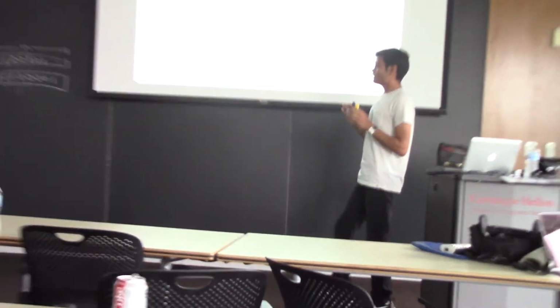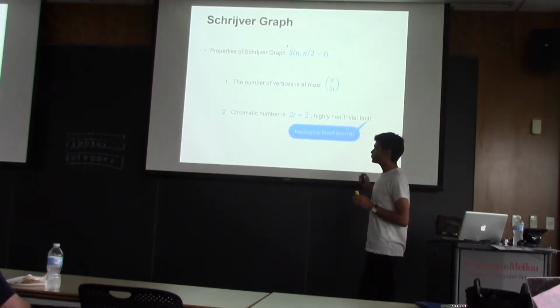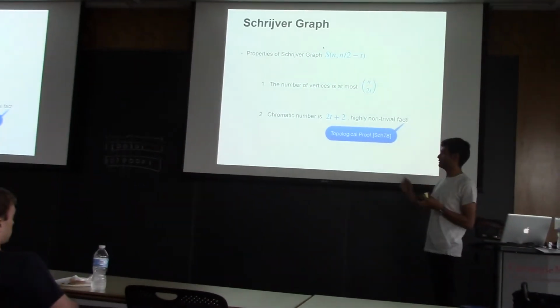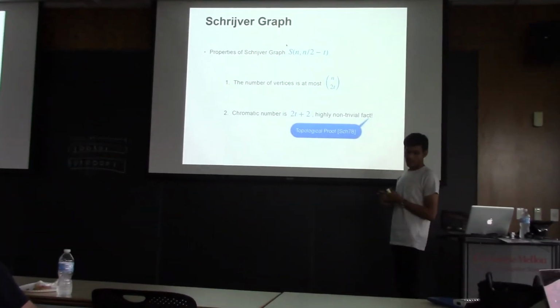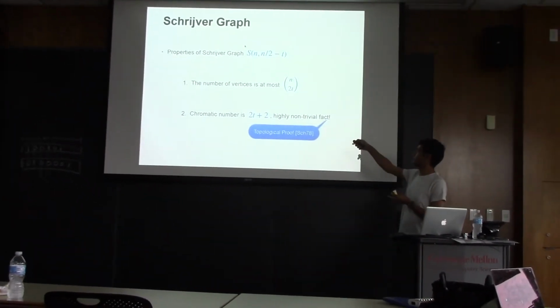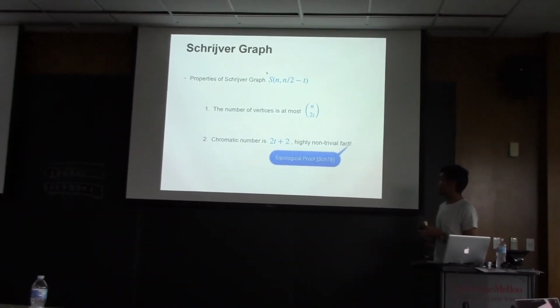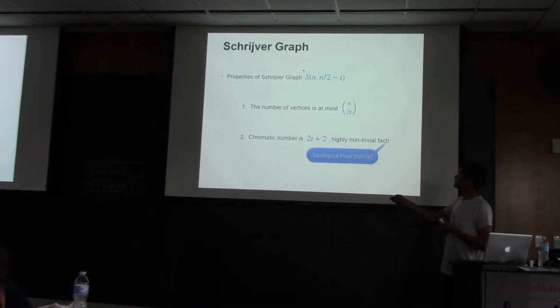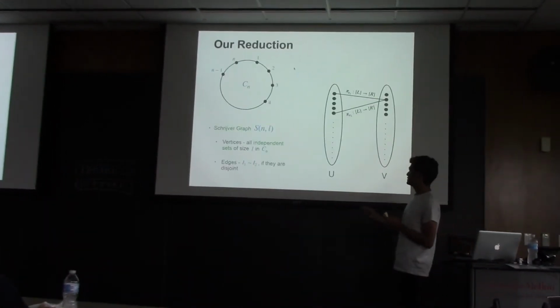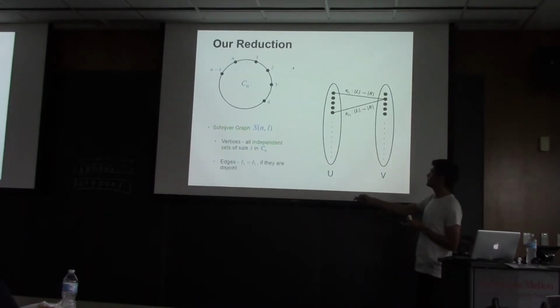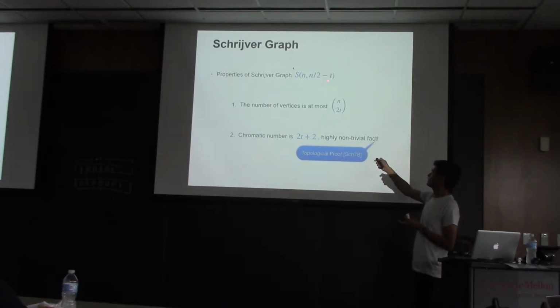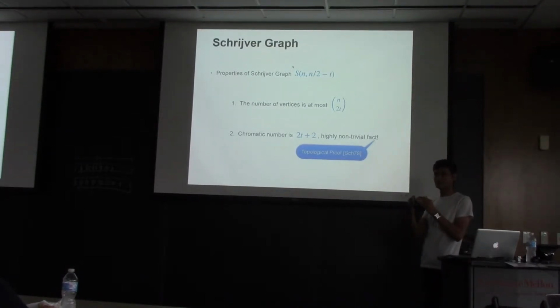So why is it interesting? First of all, the number of vertices in the Schreier graph is small. It is at most n choose 2t. This is just simple counting. So instead of 2 to the n, the number of vertices is just n choose 2t. This is important. And the second, most non-trivial fact is that the chromatic number of this graph is 2t plus 2. Now I am switching parameters, replacing L by something like n over 2 minus t, so the Hamming weight of every vertex is almost n over 2.